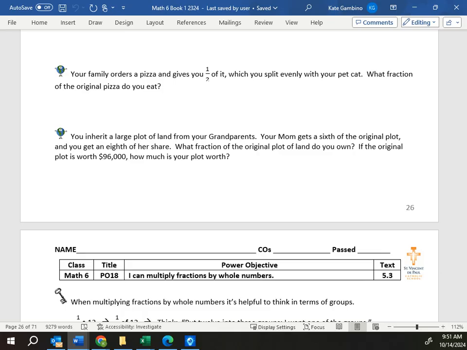Bridget? Lila? A half of a half, because you get a half, if you're giving half of your share to your cat, you get a half. And you had a half of the pizza to start with. So your final part that you get is a half of a half. You see how we got that? I'm not writing it down because I want you to think through what that's going to look like. Think about what fractions you're multiplying and what your final answer is.